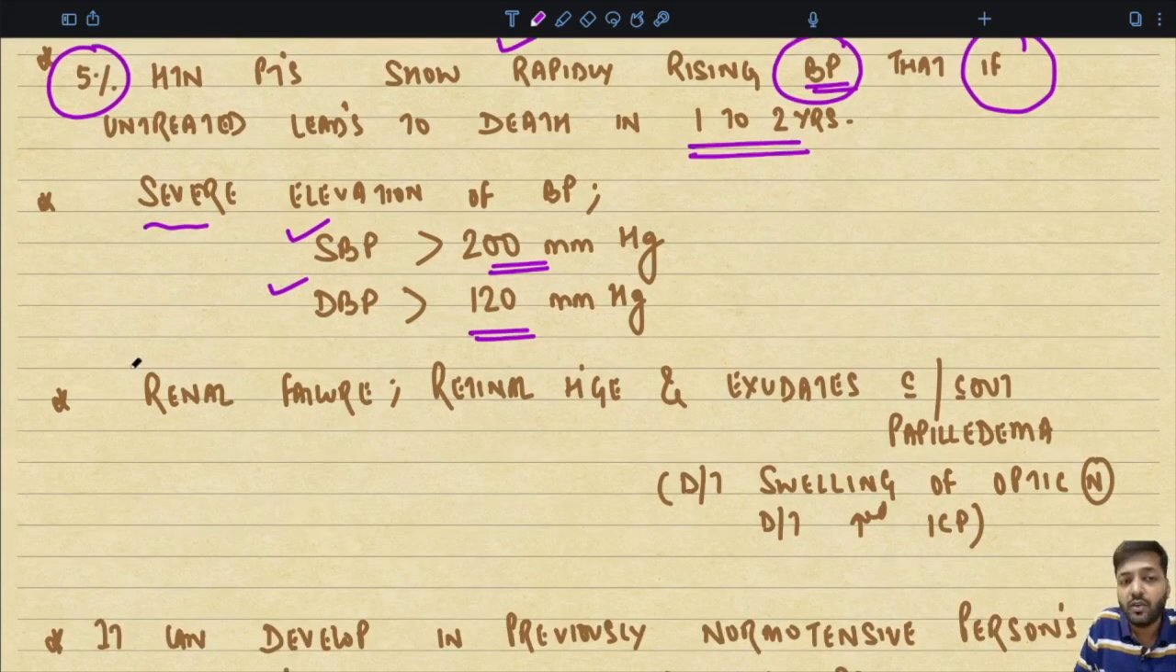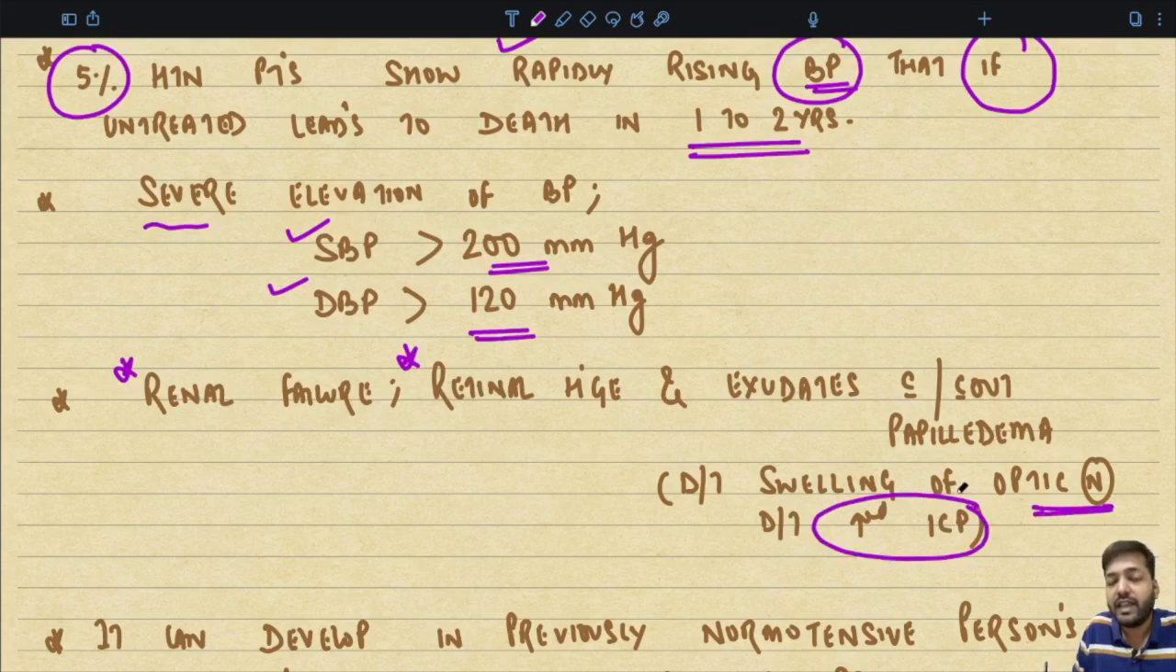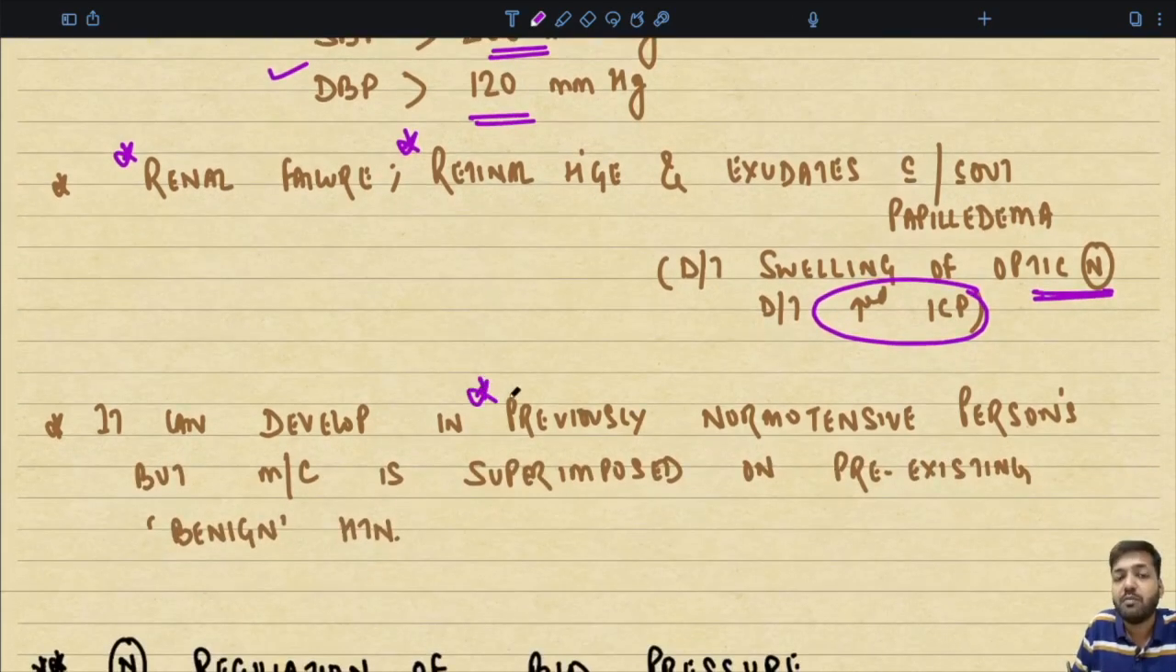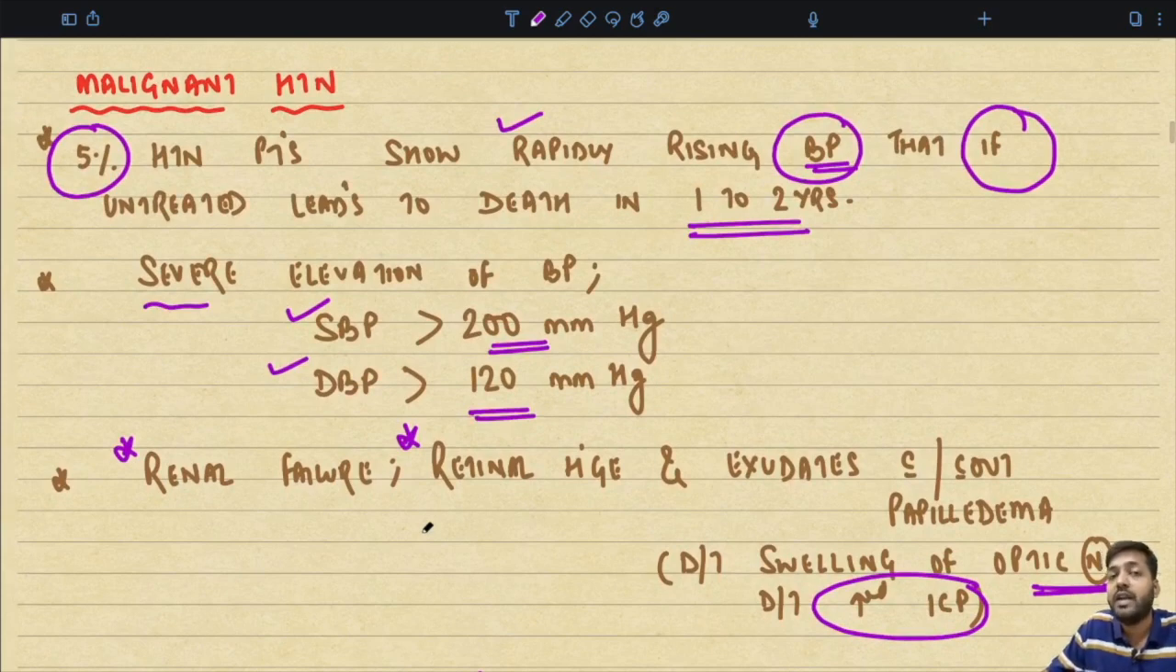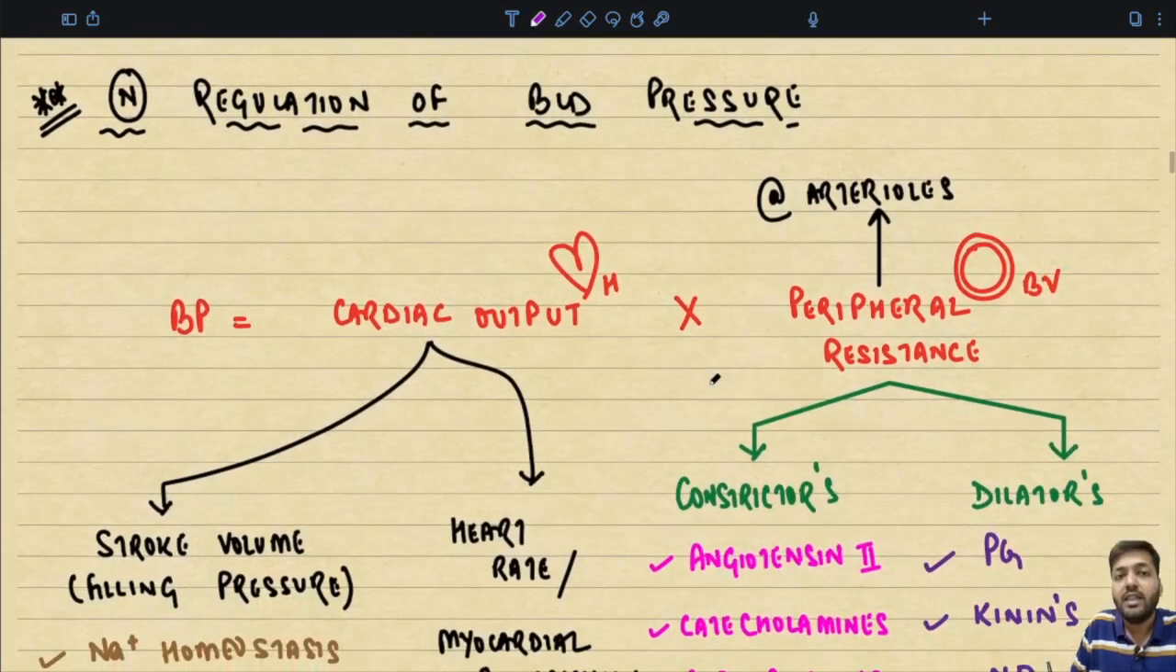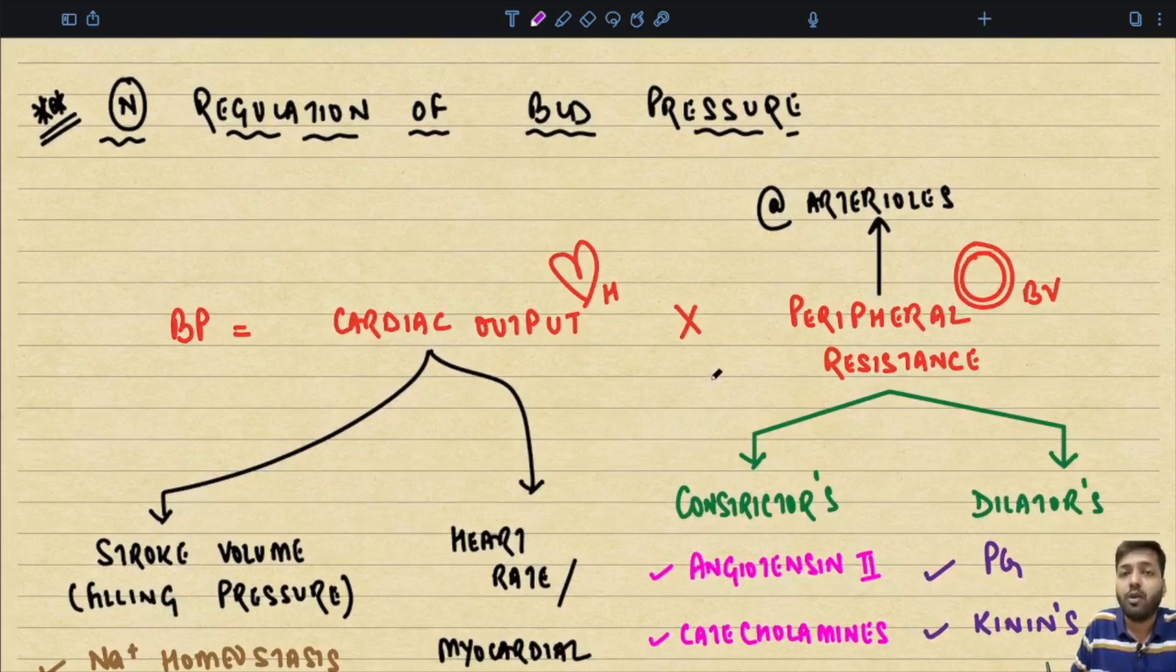Ultimately, the patient has renal failure, or there will be retinal hemorrhage or exudates with or without papilledema, secondary to swelling of the optic nerve because of raised intracranial pressure. It can develop in previously normotensive persons, but most commonly it is superimposed on a pre-existing benign hypertension. So malignant hypertension most commonly develops in already hypertensive patients, and it is basically characterized by a severe elevation of blood pressure, systolic blood pressure rising more than 200 millimeters mercury and diastolic blood pressure rising more than 120 millimeters mercury. Now let us try and understand the normal regulation of blood pressure.